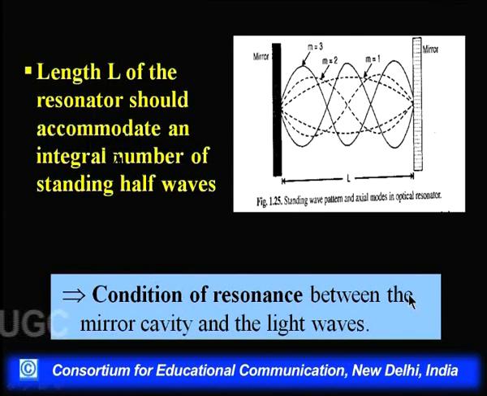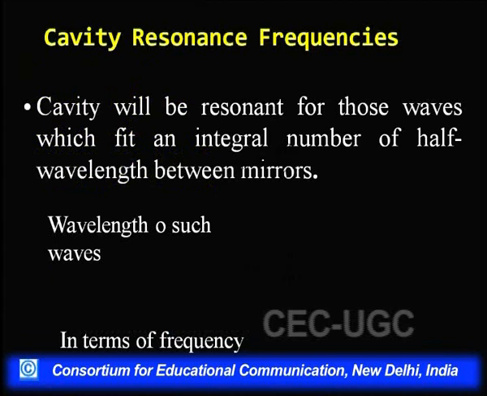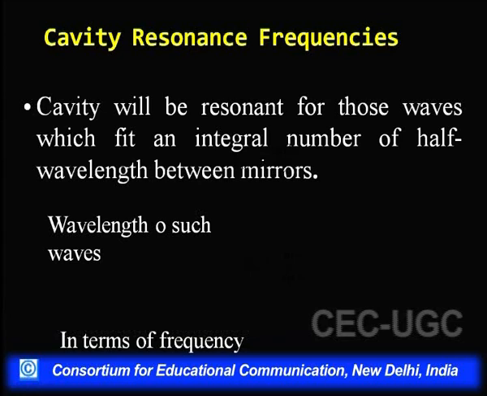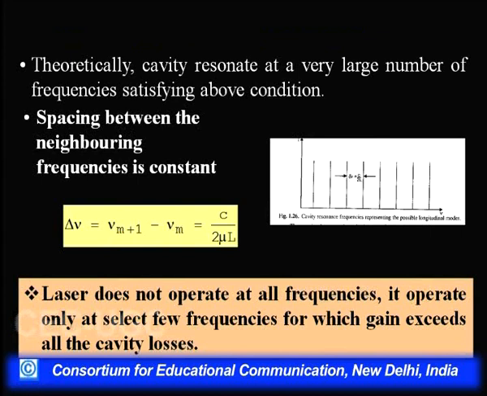The condition of resonance between the mirror cavity and the light waves is defined here. The cavity will be resonant for those waves which fit an integral number of half wavelengths between the mirrors. Now, the wavelength of such waves is defined in terms of the frequency. Theoretically, the cavity resonates at a very large number of frequencies, satisfying the above condition, for which the spacing between neighboring frequencies is constant. Here the cavity resonance frequencies represent the possible longitudinal modes. This spacing between neighboring frequencies is constant, that is, del nu is defined by nu_(m+1) minus nu_m, equal to c divided by 2 mu L. Mu is the refractive index, L is the length of the cavity, and c is the speed of light.